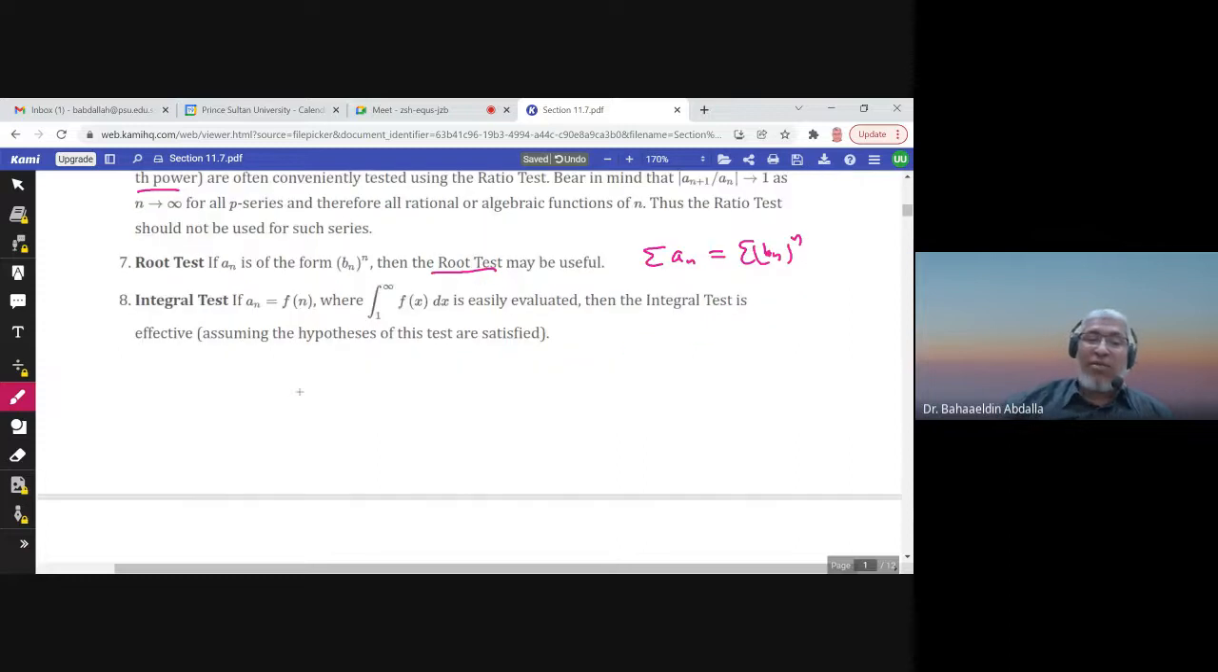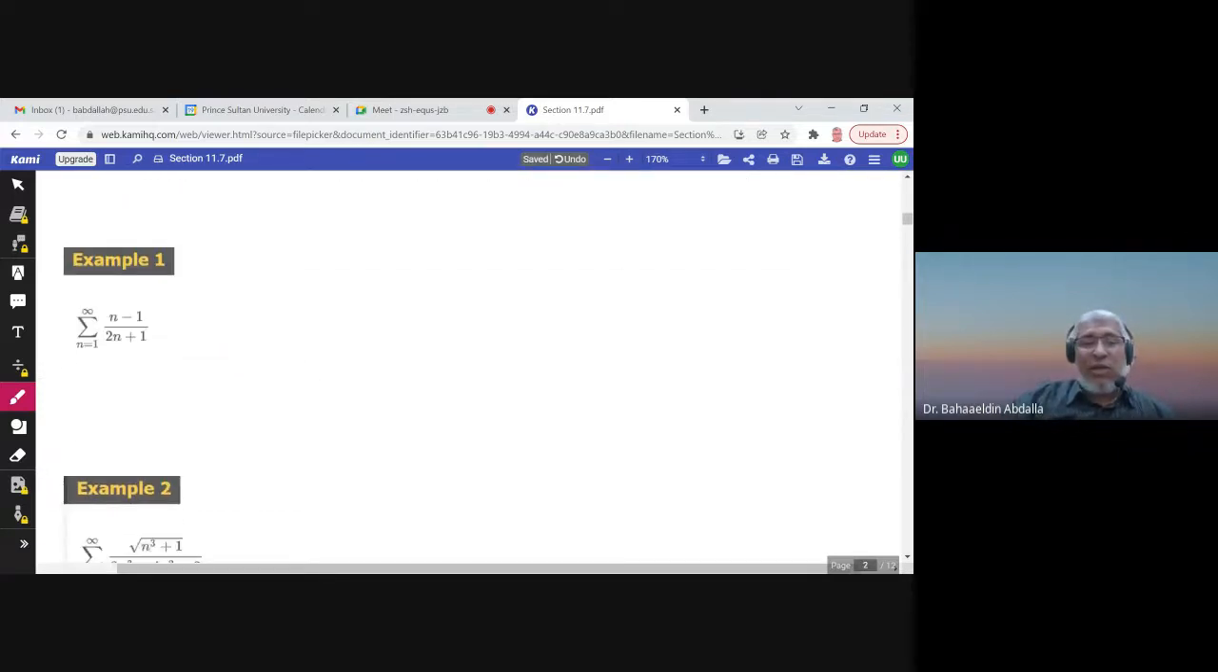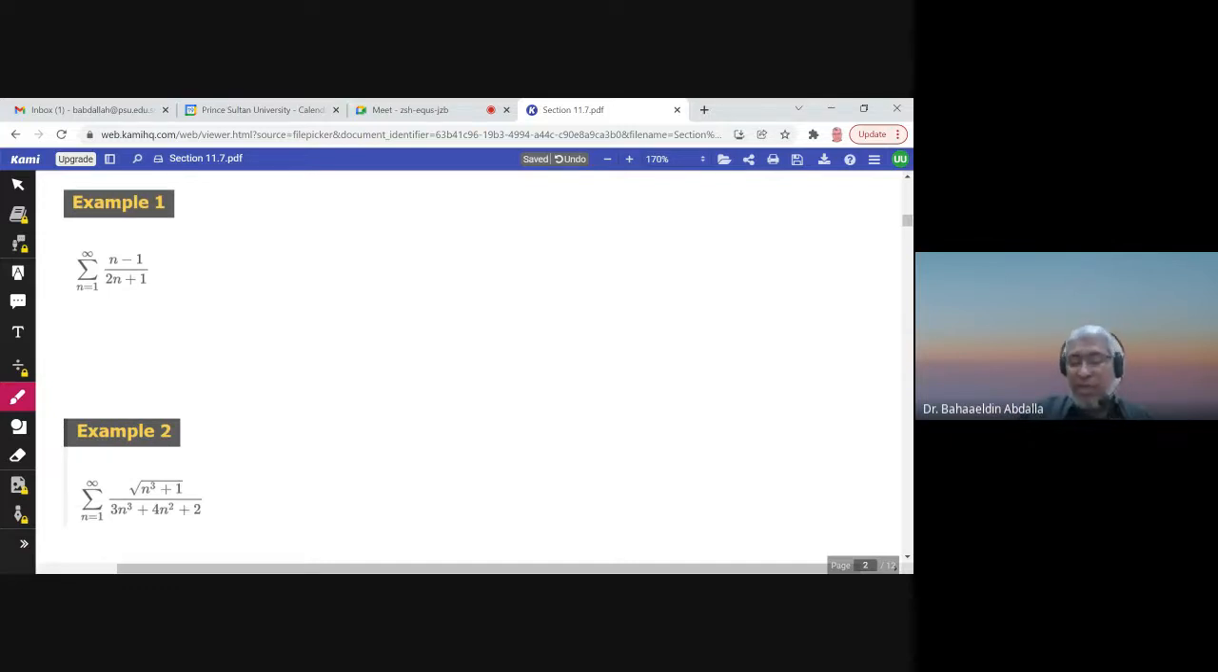And finally, if nothing works of all of these tests, you can apply the integral test. But the integral test is somehow longer than all the other tests. Make sure that the improper integral is easily evaluated. When it is easily evaluated, you apply the integral test. Otherwise, it's not helpful to apply the integral test. So let us try to solve these examples and determine which test to use.